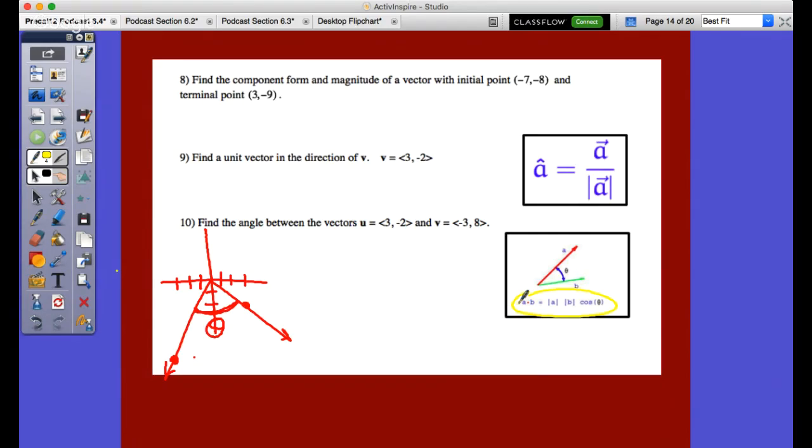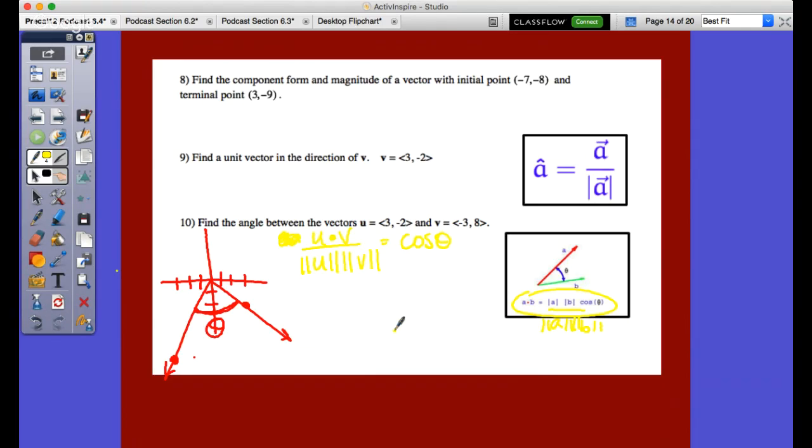The one that I used in class is similar. We just divided by the magnitudes of A and B, right? So really the formula would be the dot product of the 2 vectors. I'll use U and V since we've got it. The dot product divided by the magnitudes of each of these equals cosine of theta, okay?